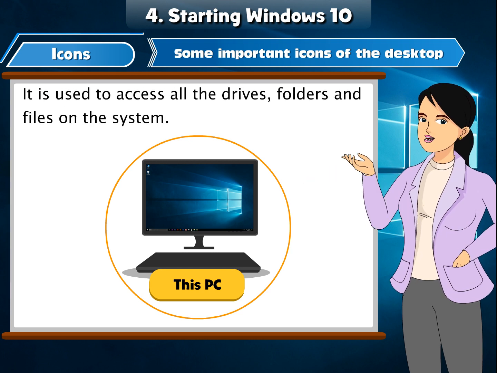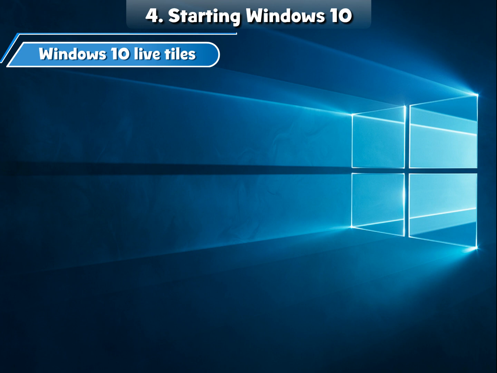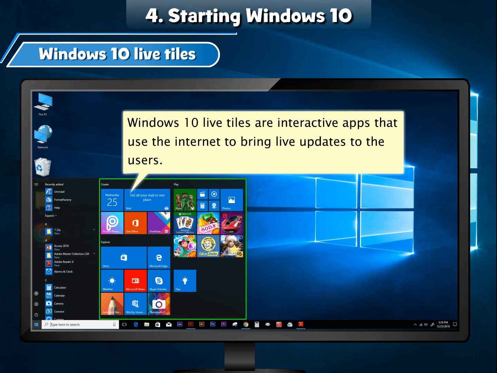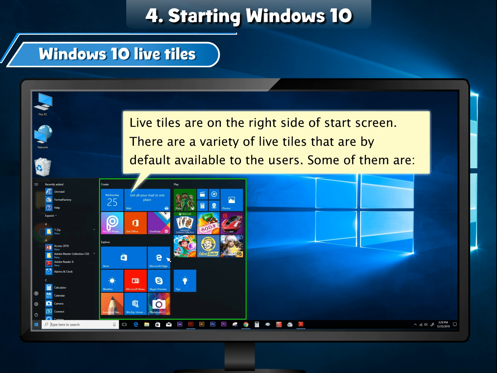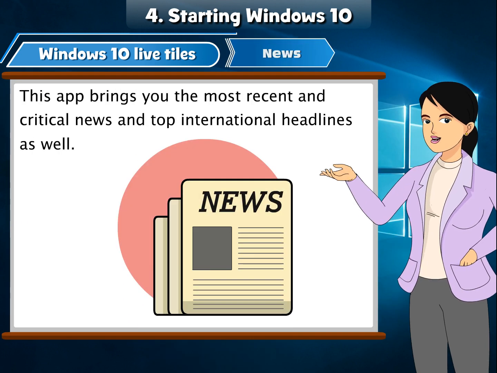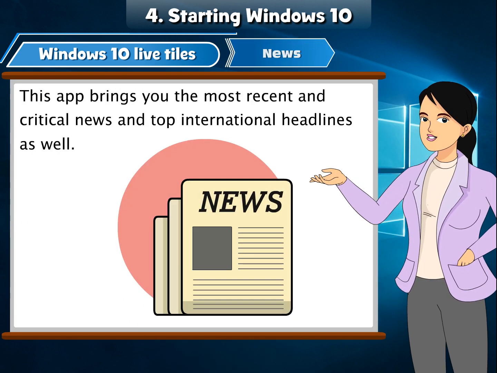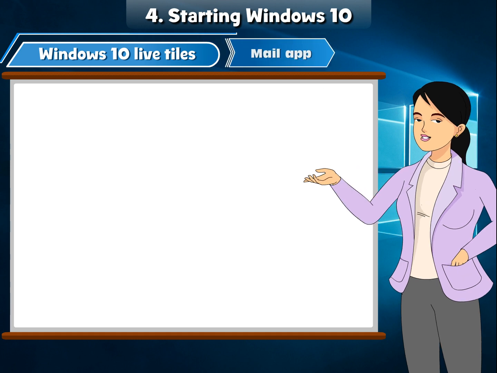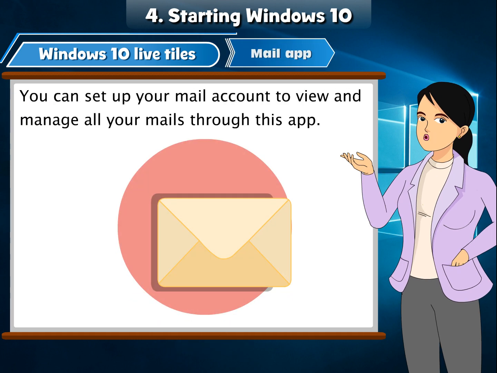Selecting or deselecting icons. Steps to select an icon. Step 1. Take the mouse pointer over the icon you want to select. Step 2. Click the left mouse button to select it. Steps to deselect an icon. Step 1. Take the pointer away from the icon. Step 2. Click the left mouse button once.